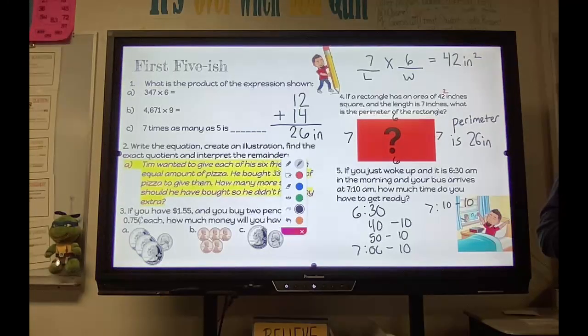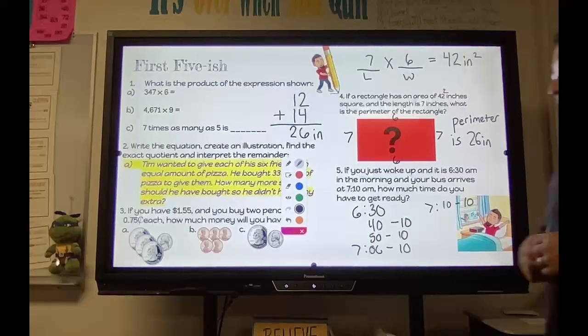Think about it. If you wake up in the morning and it's 6:30 and your bus is coming at 7:10, you don't got 5 minutes to get ready. You got 40 minutes, okay? So you have to think about that. The whole breakfast right there. All right. Okay.